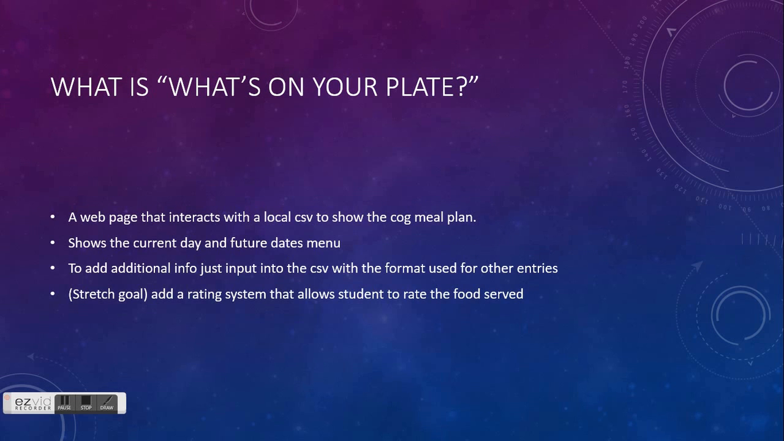What's on Your Plate was a web page that we made that interacts with a local CSV file to show a cog meal plan. It shows the current day's meals, and we wanted it to show future days' meals as well. To add additional info, you just edit a CSV file. As long as it follows the format, it should work.